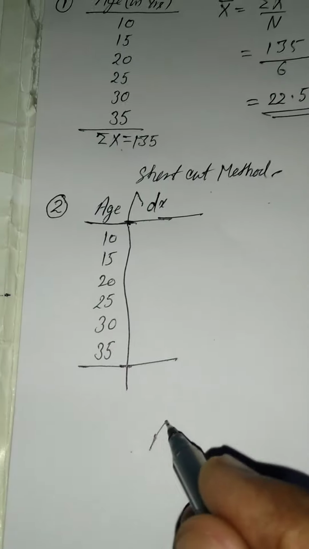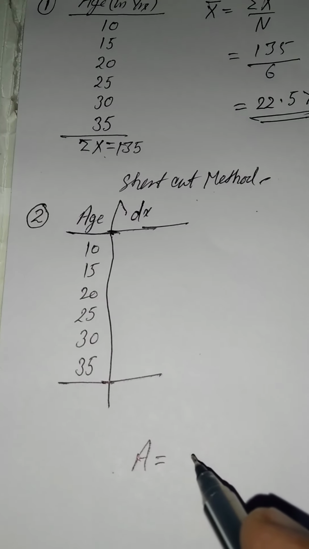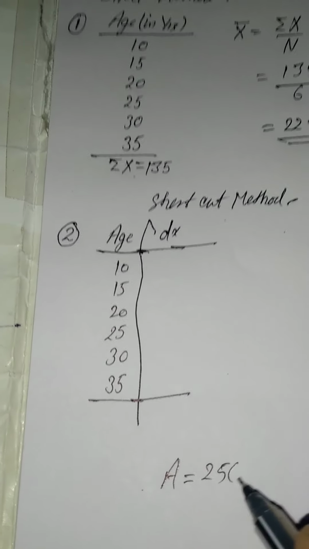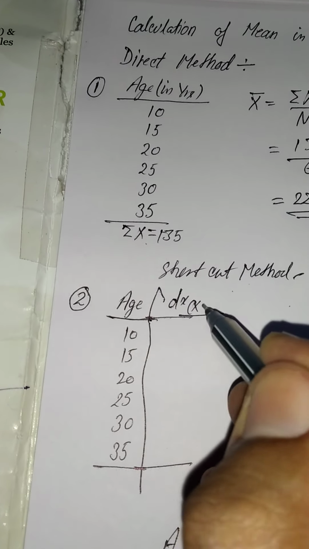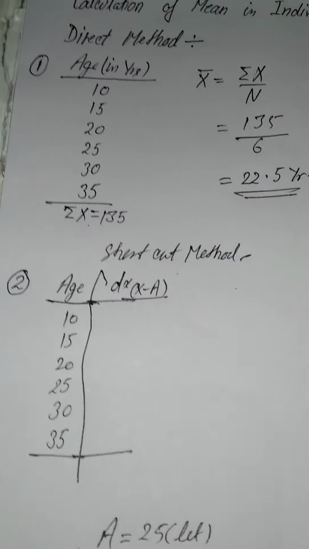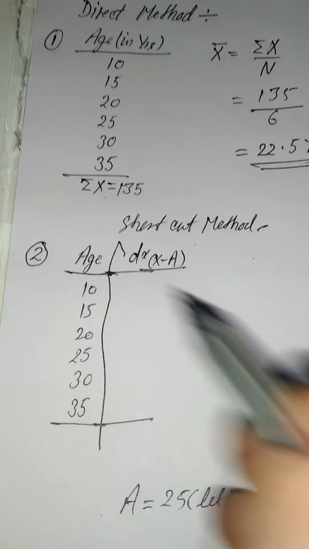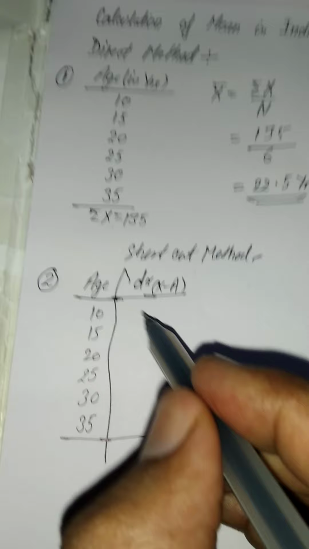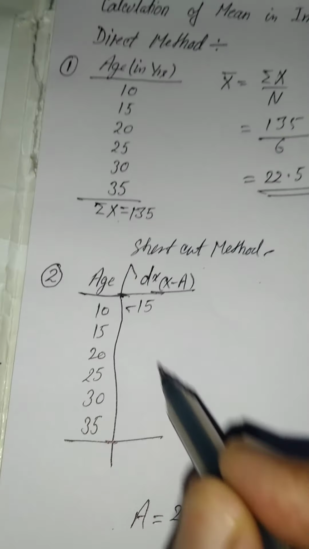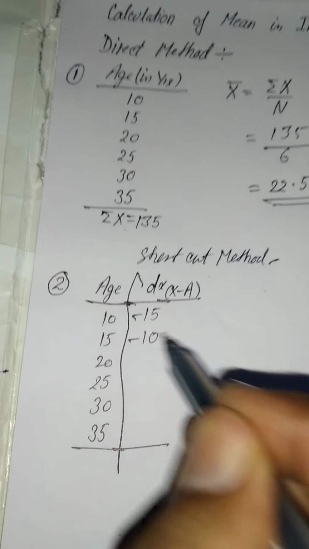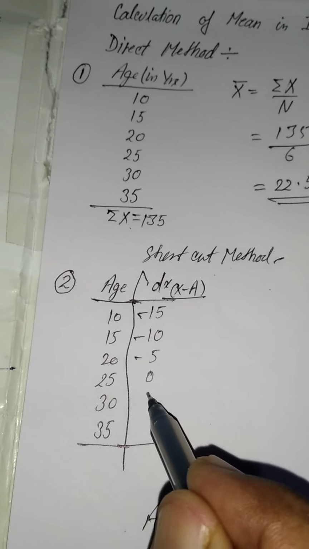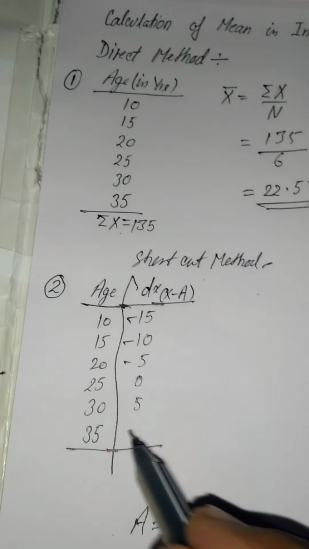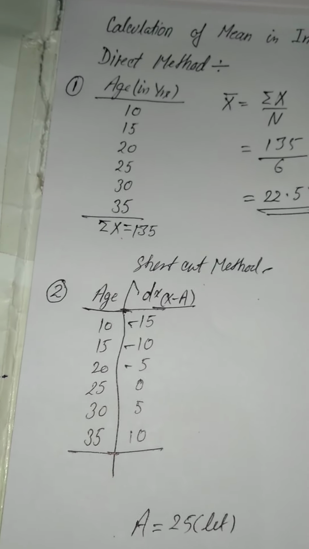We assume that the value of assumed mean is 25. It is assumed. So for the dx, x minus a. The first value will be 10 minus 25. The value will be minus 15. Then minus 10. Then minus 5. 0. Plus 5. And then plus 10.